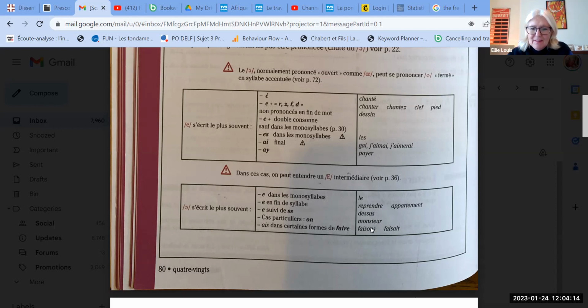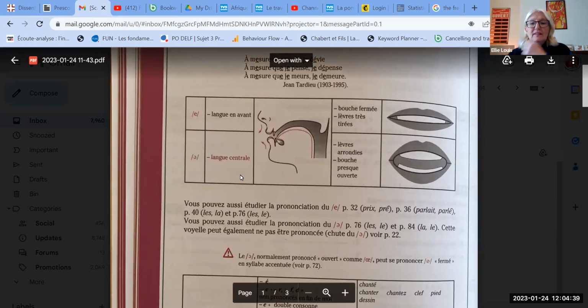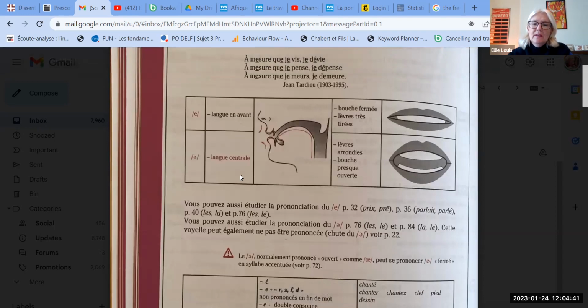Dessus, monsieur. And now these are irregular sounding conjugations here. So, faisons. Even though it's spelled AI, which you would expect to have an A sound, it's actually faisons, faisait. Faisons, faisait. How do we pronounce that? How do we get the mouth in the right position? So your tongue is in the middle of your mouth. Your lips are rounded, and your mouth is quite open.